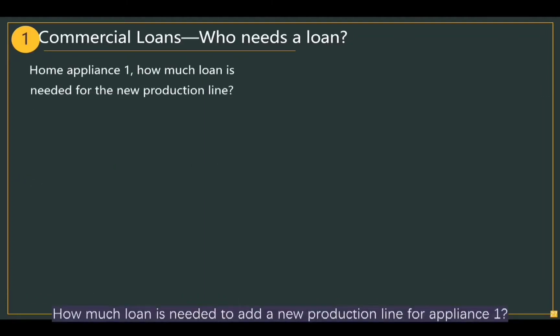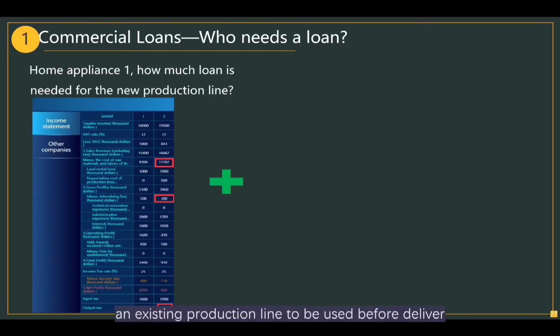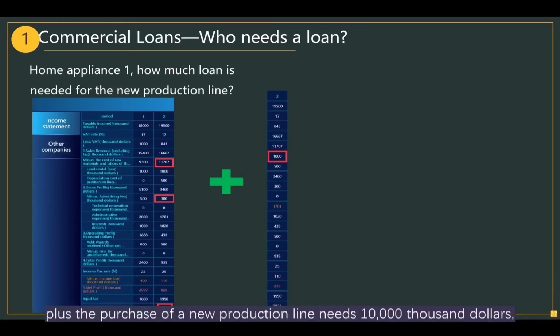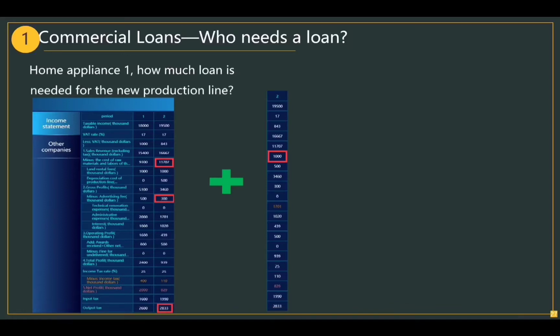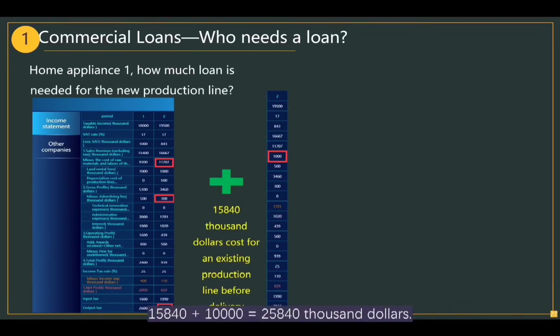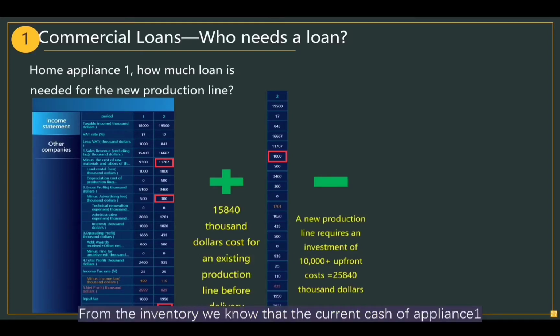How much loan is needed to add a new production line for appliance 1? We can calculate from the income statement that an existing production line needs before delivery 11,707 plus 300 plus 2,833 plus 1,000 is equal to $15,840,000. Plus the purchase of a new production line needs $10,000,000. Then the total investment required for a new production line is $15,840 plus 10,000 is equal to $25,840,000.